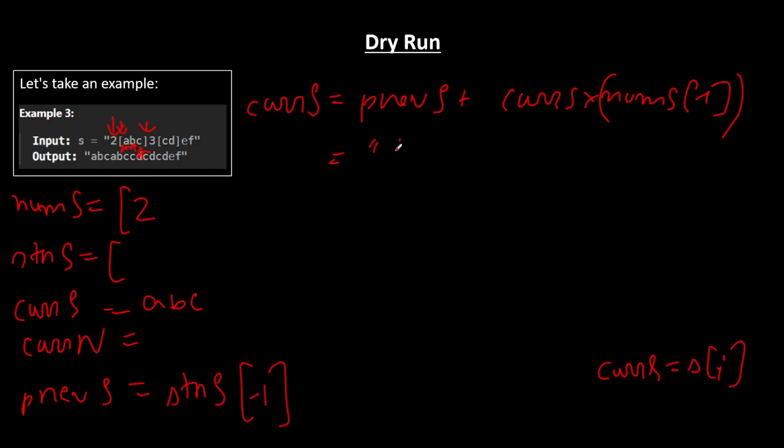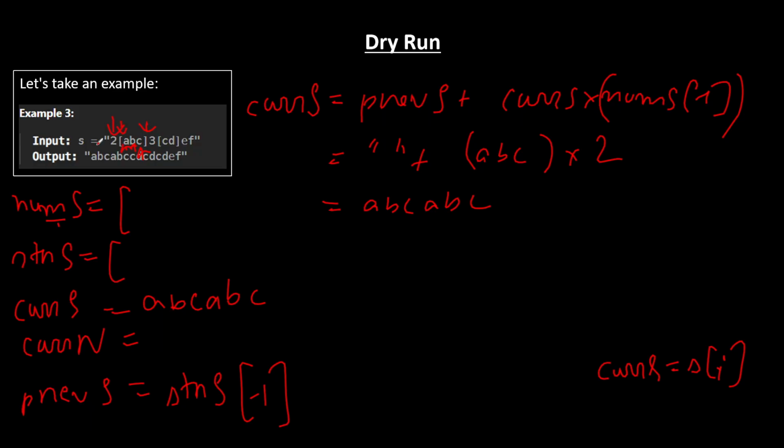So it is empty right now. Plus current is what? Current is ABC, correct? And it is 2, so it will get multiplied by 2. And nums of s basically means the nums stack topmost value. So we get ABC 2 times. Since we got ABC 2 times, it gets saved in the current string only. Then we move ahead, and we also remove this value from here.